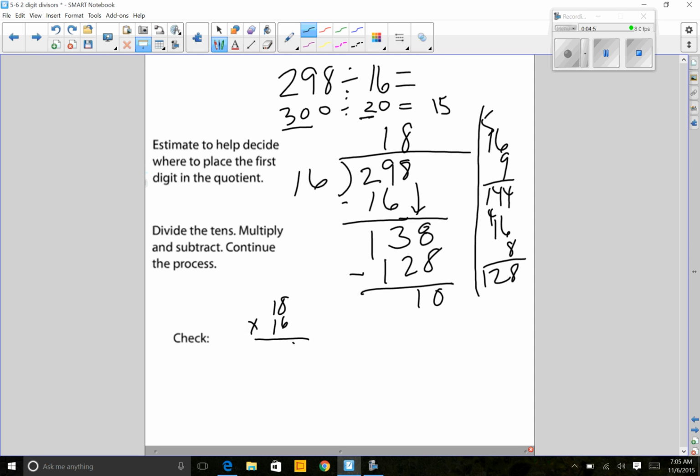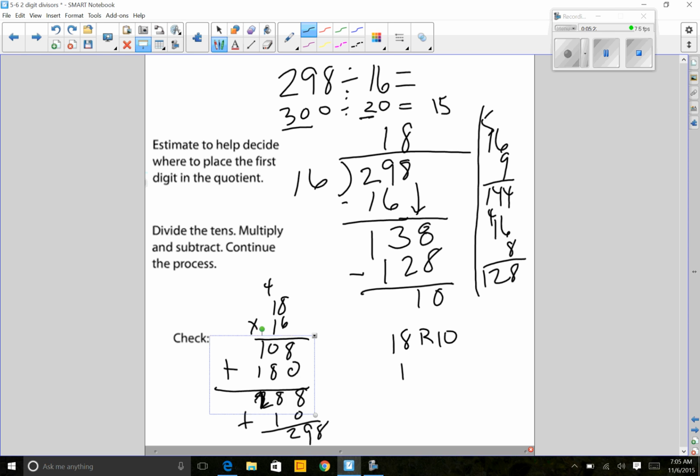So 8 times 6 is 48, carry the 4, put 0 in, right? Then 8, 1, add: 8, 1, I have 2, because 1 plus 1 is 2, and I'm going to add in my remainder. I get 298, and sure enough, that's the right answer. So we could express this as 18 remainder 10.